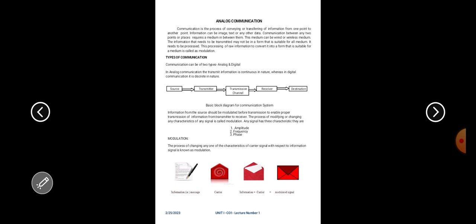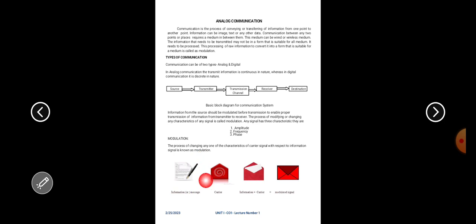Any signal has three characteristics. They are amplitude, frequency and phase. What is the definition of modulation? The process of changing any one of these characteristics of a high frequency carrier signal with respect to the information is known as modulation. So consider this example.